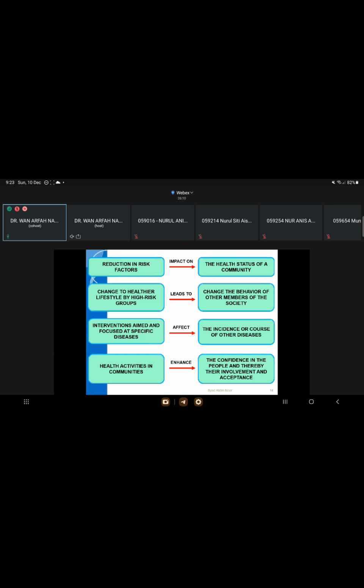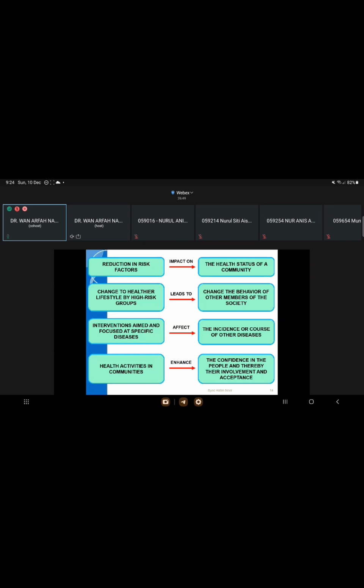Okay. So health activities in communities enhance the confidence in the people and thereby their involvement and acceptance. Right. So the most important thing is you need to have compliance and involvement of people in the community. That's why, even yourself now you are doing the project, right? You go to that place many times just to get their confidence. When you have the confidence of people, the involvement will be better, right?